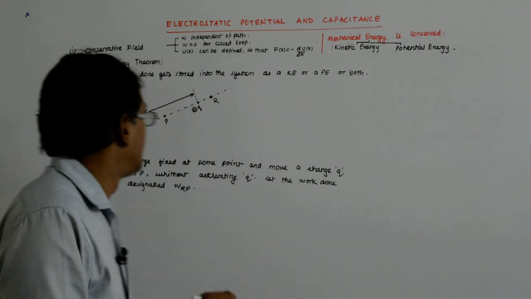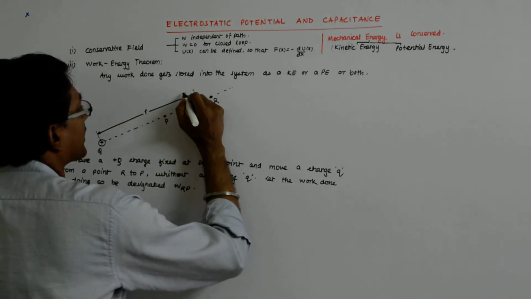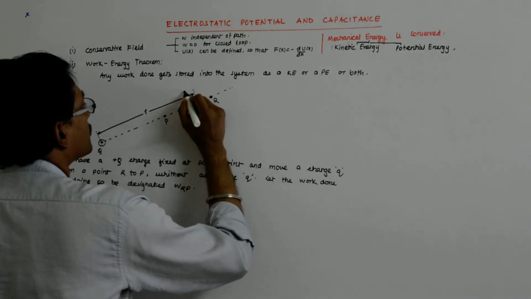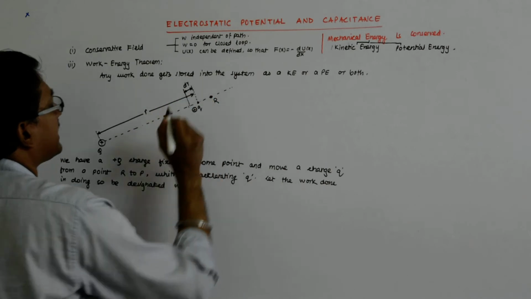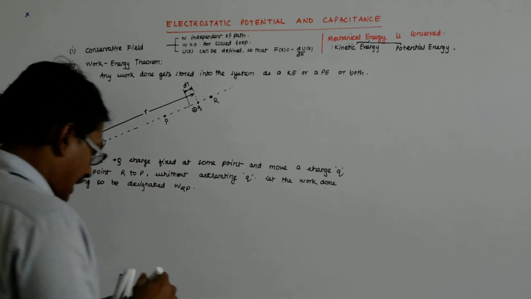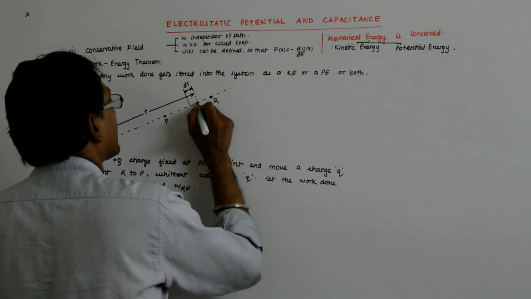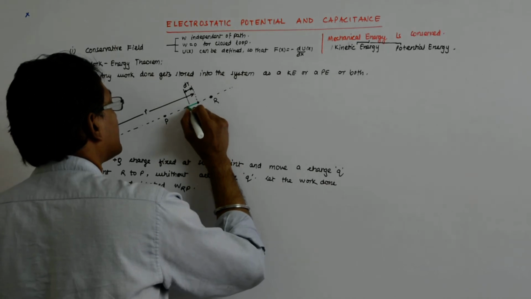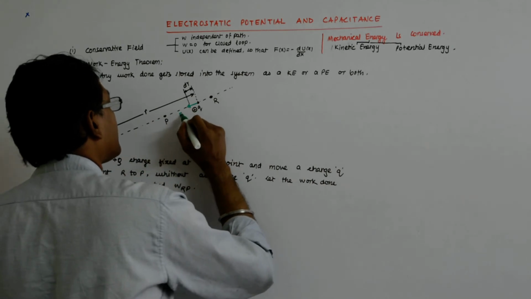So what do I do? I move it by such a small distance. I'm showing it here as a big distance, but you should understand that it is otherwise, magnitude wise, very small. So some dr distance. And I have applied a force in this direction. This is my F external.